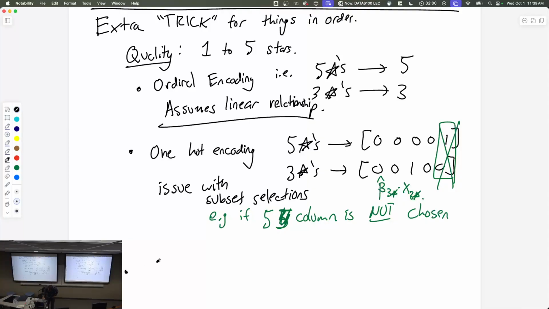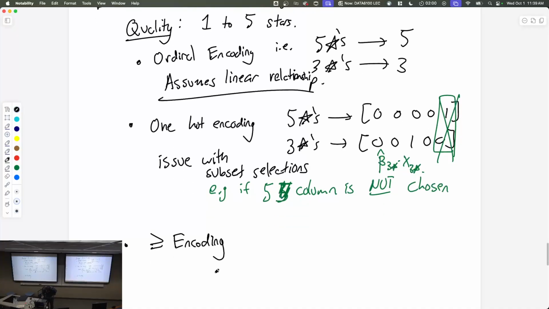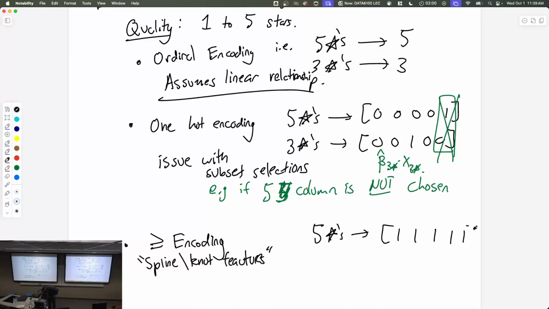I'm going to call this greater than or equal to encoding. This is related to splines and knots. If you want to look it up, this is spline knot features. And what you do is you encode what is greater than. So 5 stars is greater than everything. So that will become 1, 1, 1, 1, 1. 3 stars will become the feature 1, 1, 1, 0, 0.